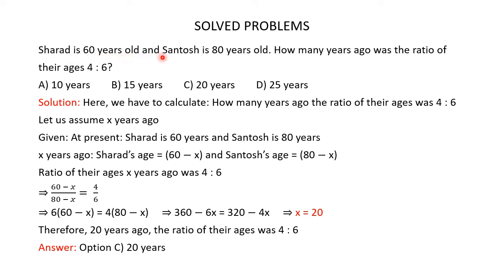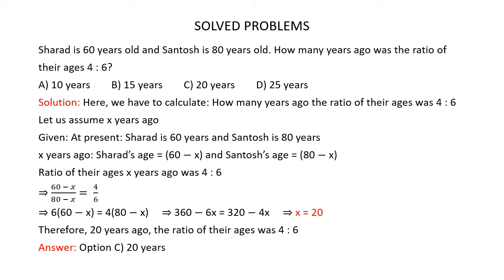Sharad is 60 years old and Santosh is 80 years old. How many years ago was the ratio of their ages 4:6? You're given 4 options here and you have to find out which of these options is the correct one. So here you are asked to calculate how many years ago the ratio of their ages was 4:6. Let's assume it was X years ago.